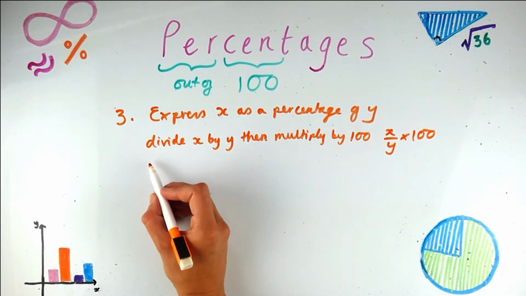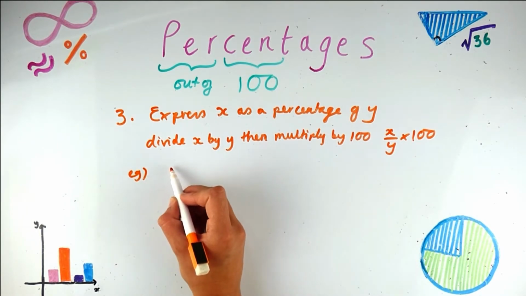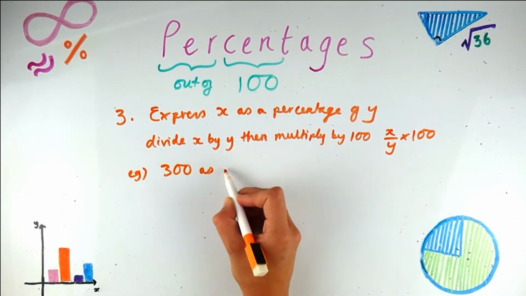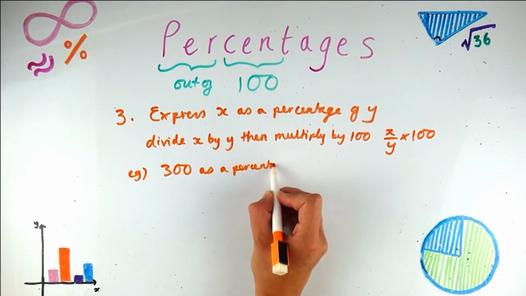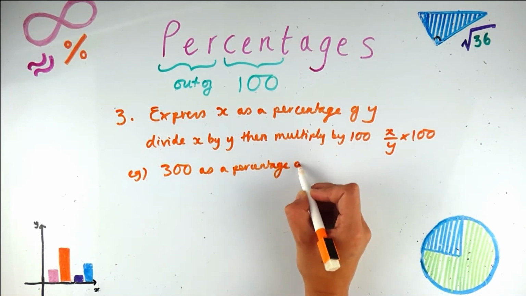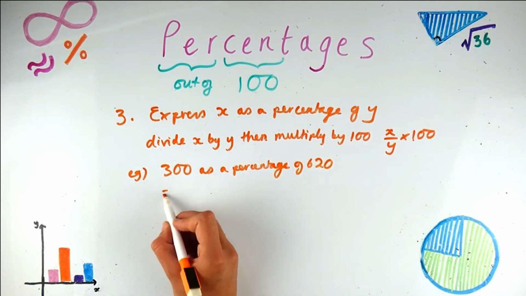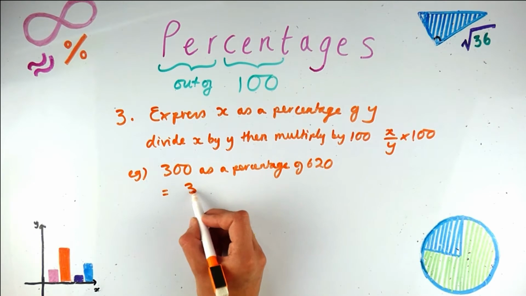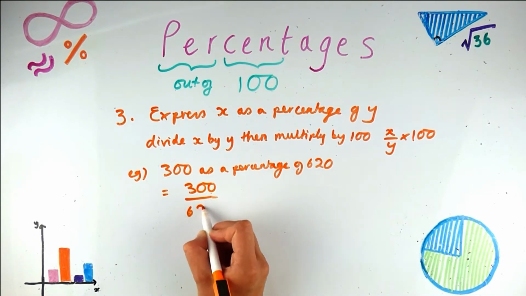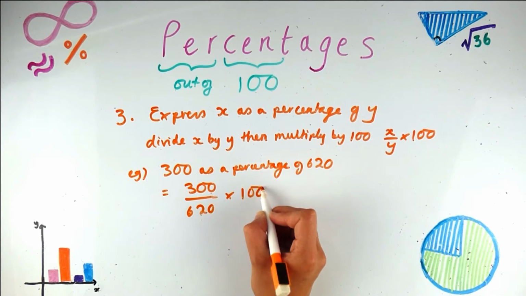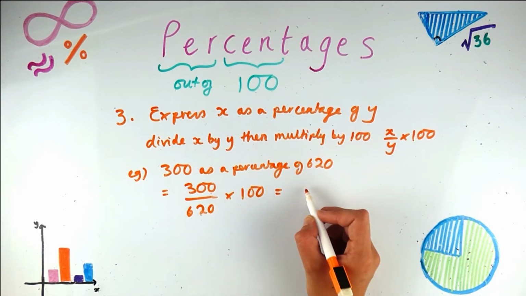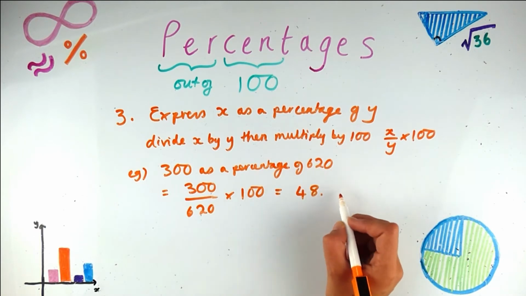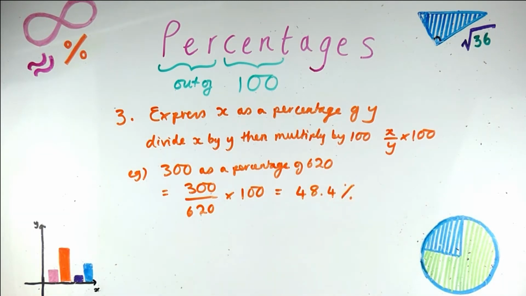Putting some numbers into that, for example, if we have 300 as a percentage of 620, this is going to equal 300 divided by 620 times 100, which is 48.4%. Now I'm going to do an exam question based on this.